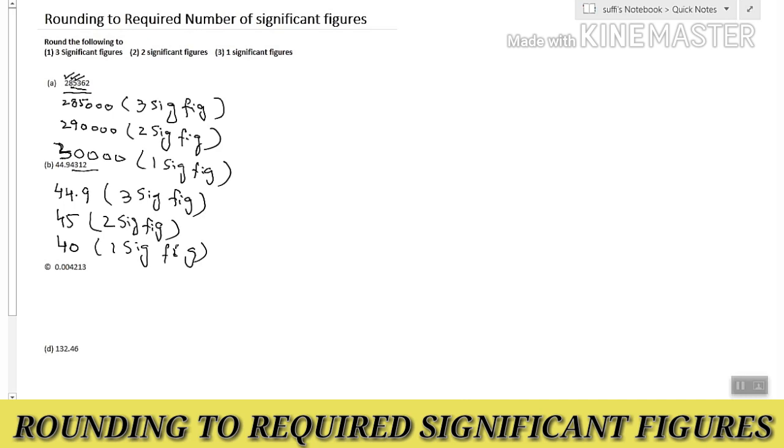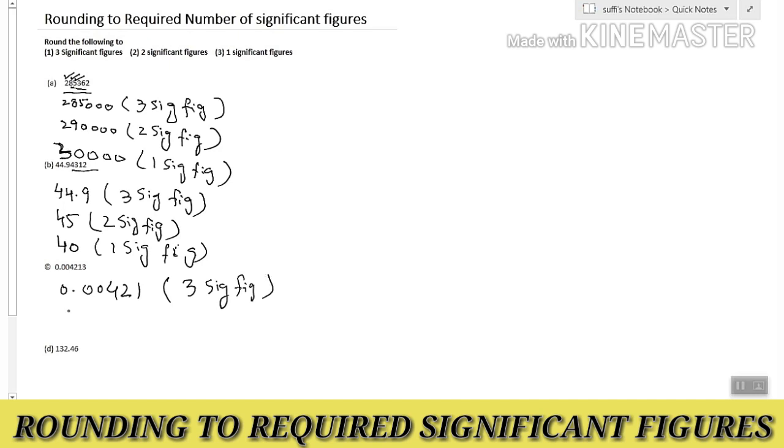Okay, let's take the third example. In this third example, the total number of significant figures given is 4. So first we have to round off to 3 significant figures. The first significant figure here is 4, the second is 2, and the third is 1. The digit after 1 is less than 5, so we will just write 1 and ignore the last one. We will not write 0 here because it's a decimal number, and in a decimal number the last digit is counted as a significant figure, so it has been rounded off to 3 significant figures.